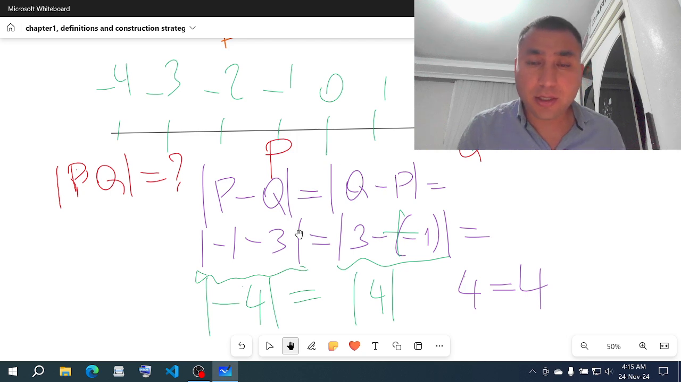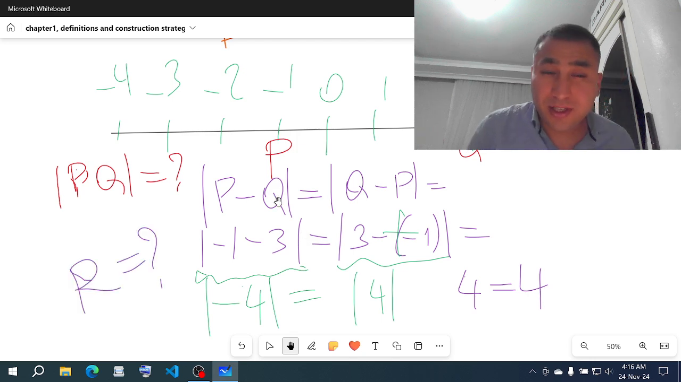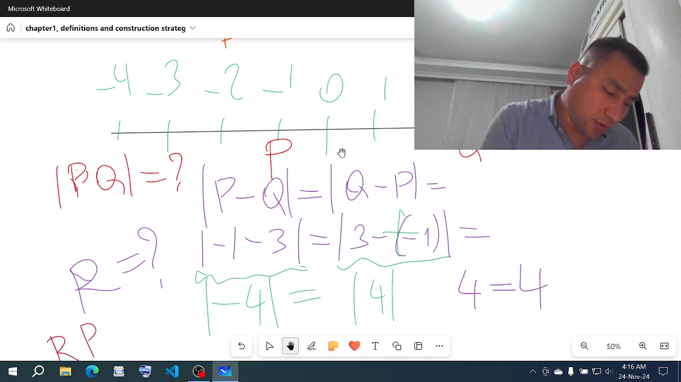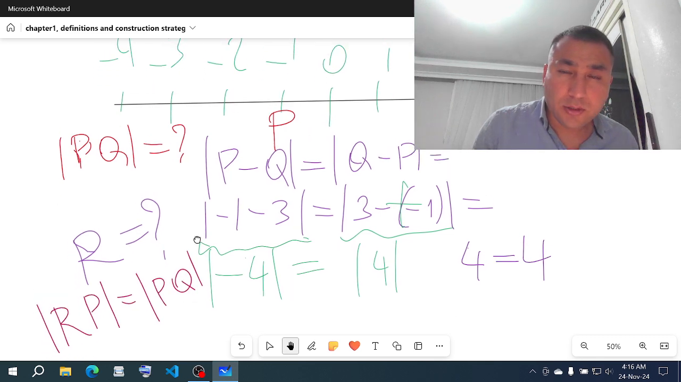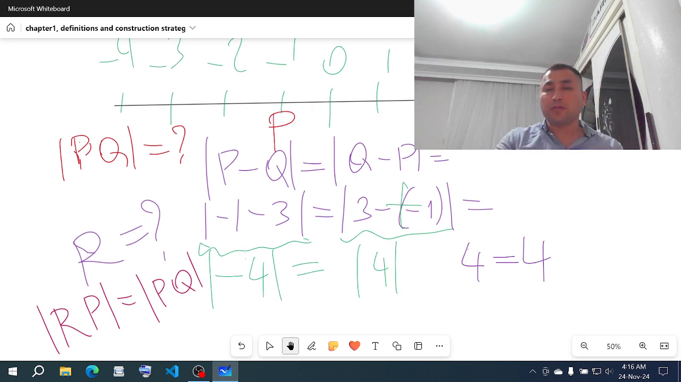And we have another exercise. R. Find the place of R, so that RP equals PQ. Okay, so let's find it. PQ is 4. So R can be in place of Q. We can write down R here.